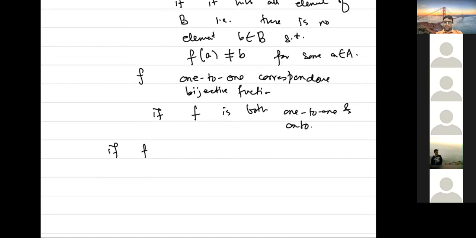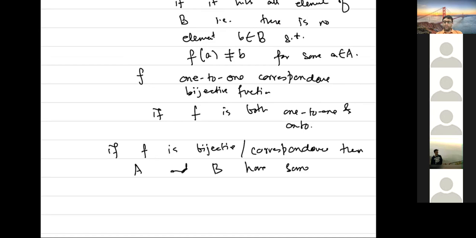So we say that if f is bijective, or a correspondence, then A and B have the same cardinality. We have other names for them: injective and surjective functions, and then we have bijective functions. So injective for one-to-one, surjective for onto, and bijective for one-to-one and onto. So we say that two sets have exactly the same size if there exists a bijection, or correspondence, between those two sets.